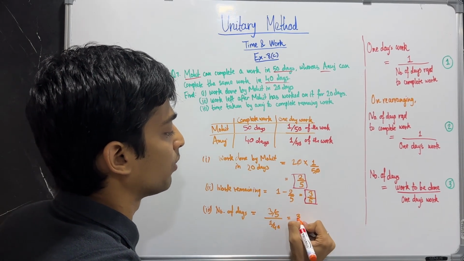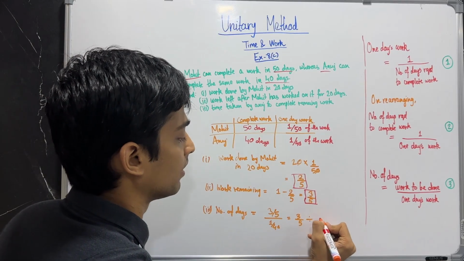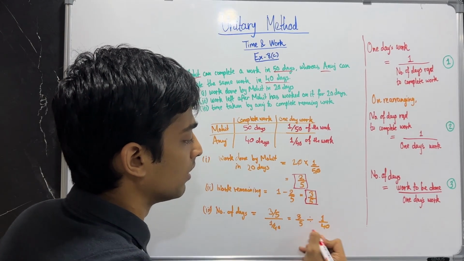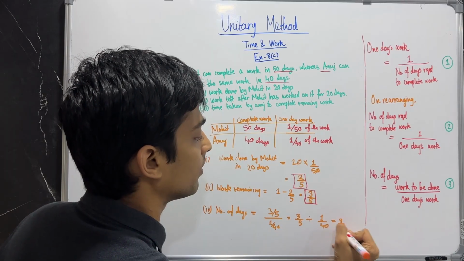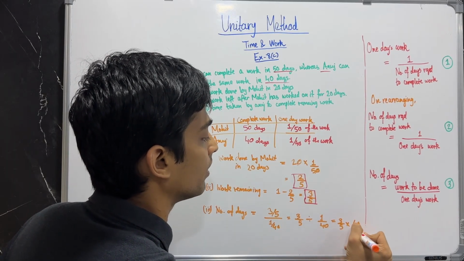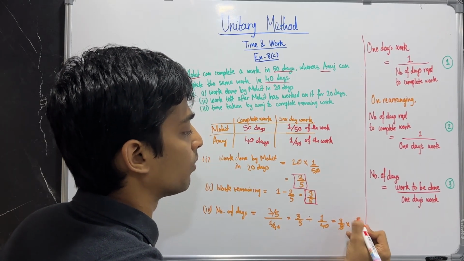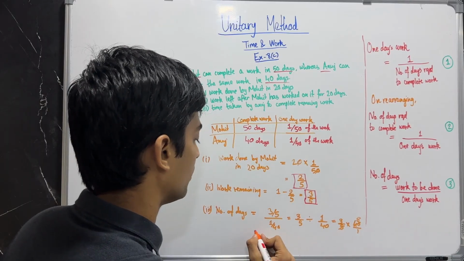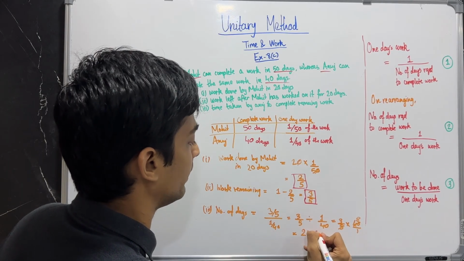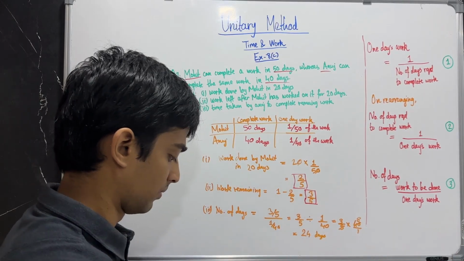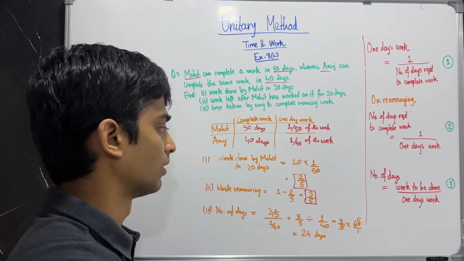We'll get 3 upon 5 divided by 1 upon 40. We reciprocal and make this multiplication. We get 3 upon 5 multiplied by 40 upon 1. Now 5 8s are 40. 3 into 8 is 24. So it will be 24 days. So this is the answer.